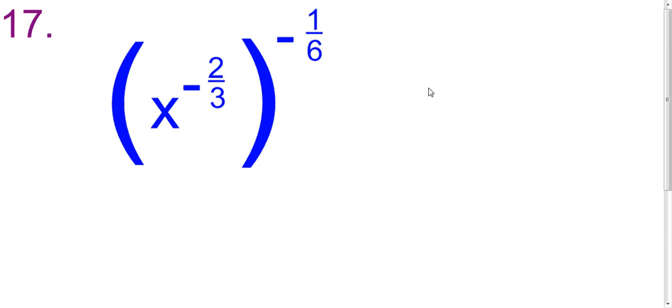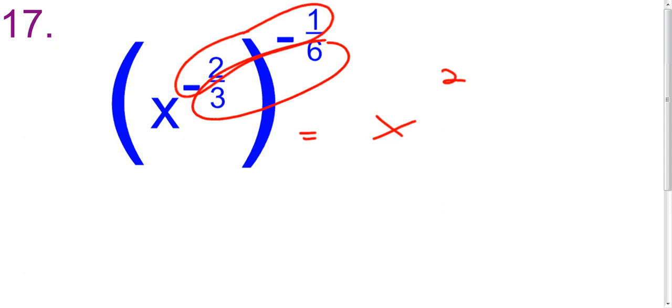Okay, so here we have a problem where we've got one base with two different exponents, which means that we will multiply those. So I will go ahead and multiply across the top. So -2 times -1 is 2. And then on the bottom, 3 times 6 is 18. And so obviously I can reduce that and make that be x to the 1/9. So I can rewrite it like that, which it might ask me for in accelerated math.